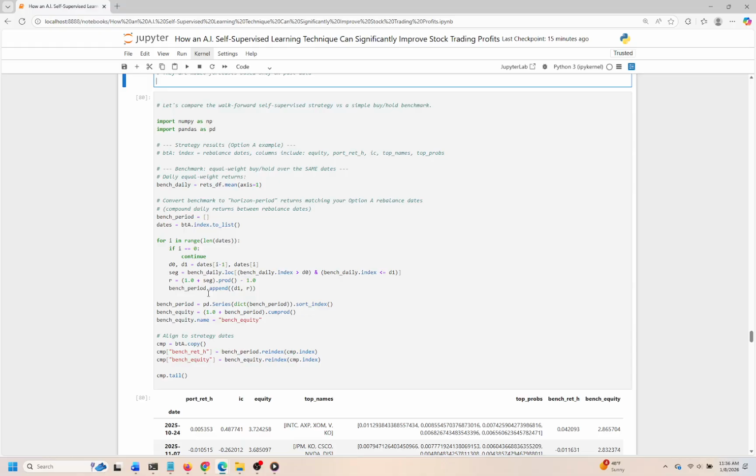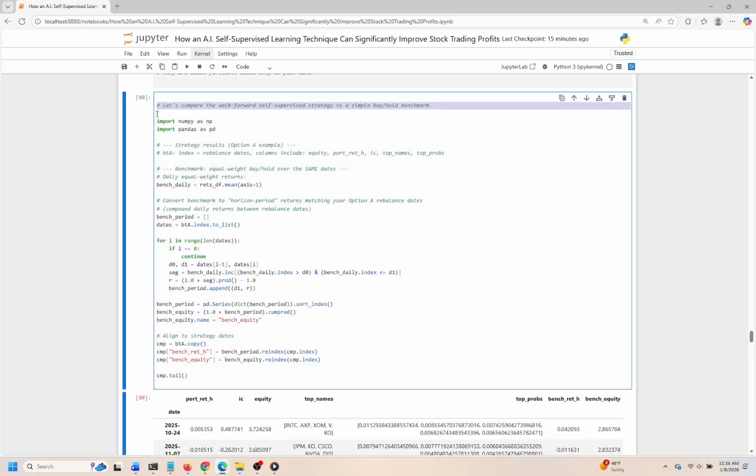Cell 20. In this code cell, we're delving into a comparison of two trading strategies, a walk-forward, self-supervised approach against a straightforward buy-and-hold benchmark. Understanding this comparison is vital because it allows us to gauge the effectiveness of more sophisticated strategies against a basic investment approach, giving us insights into their performance.